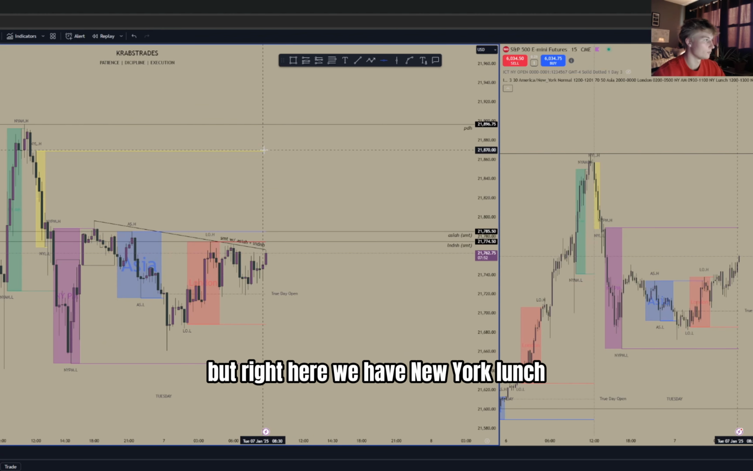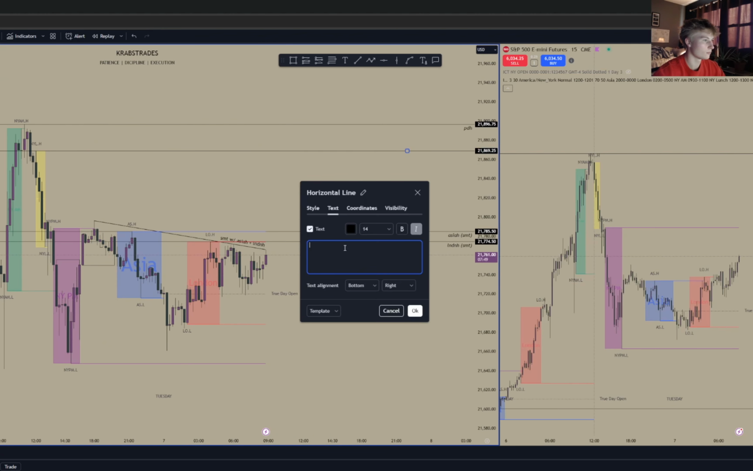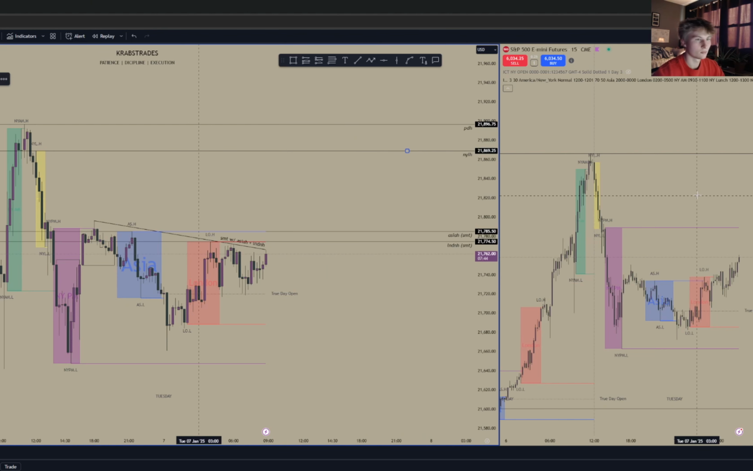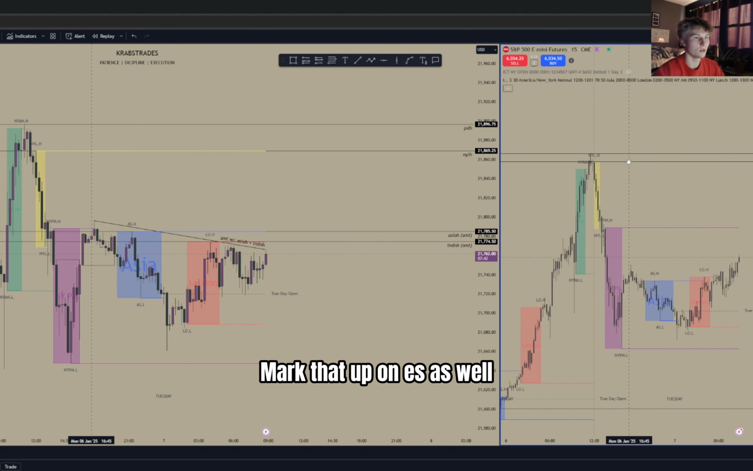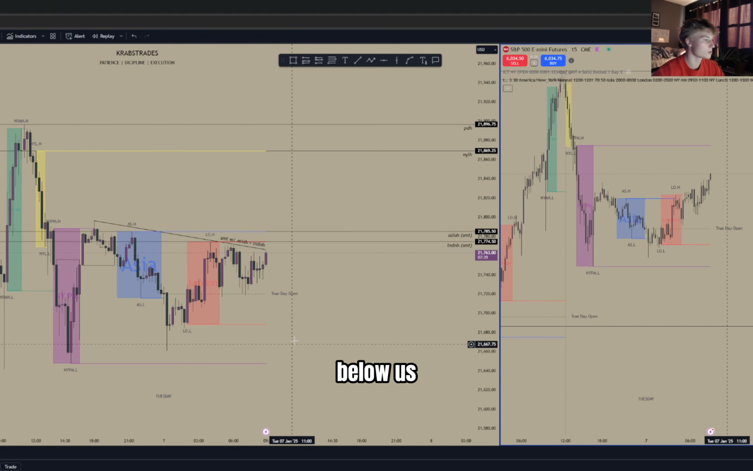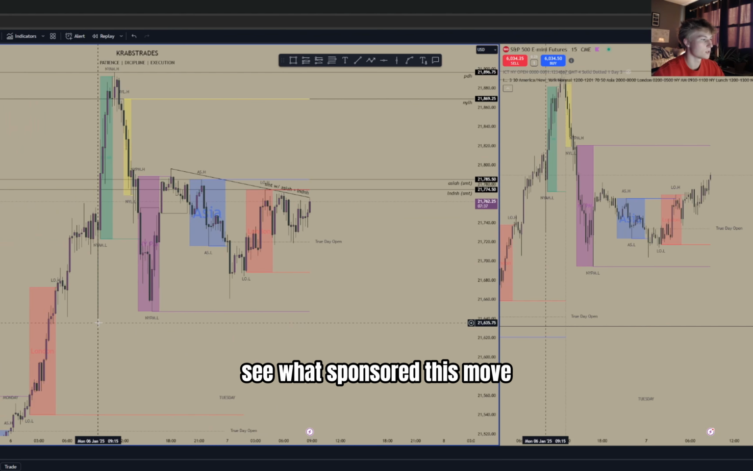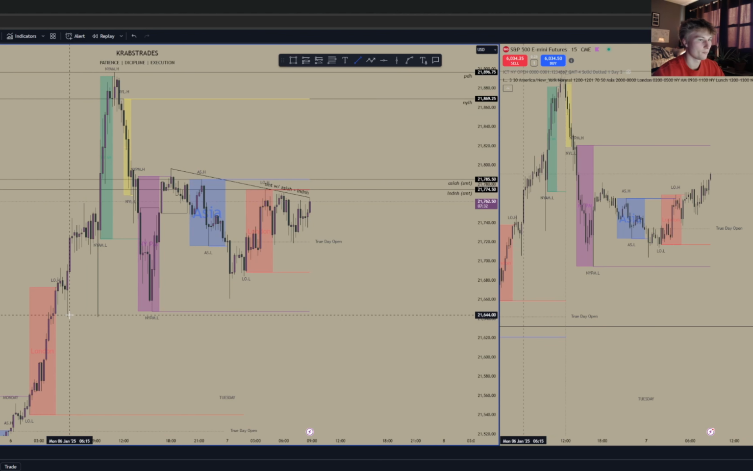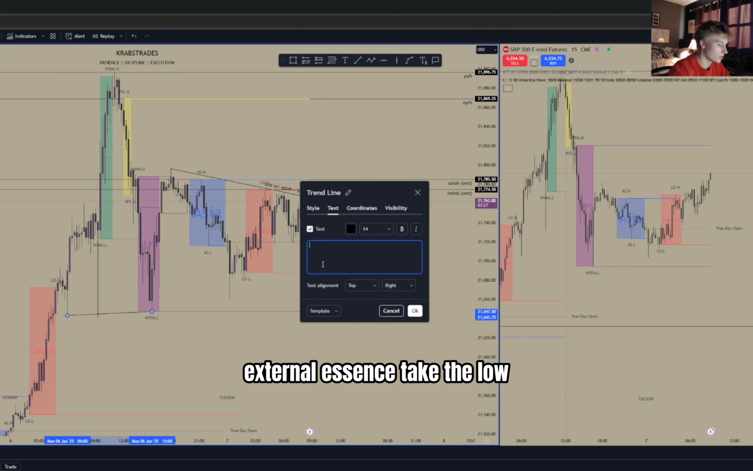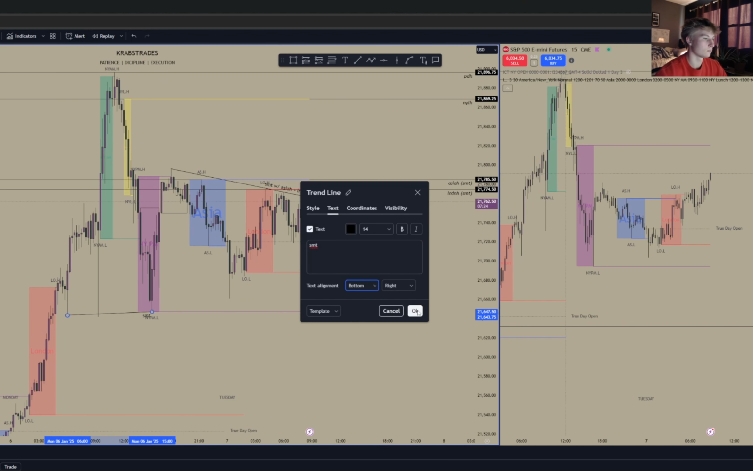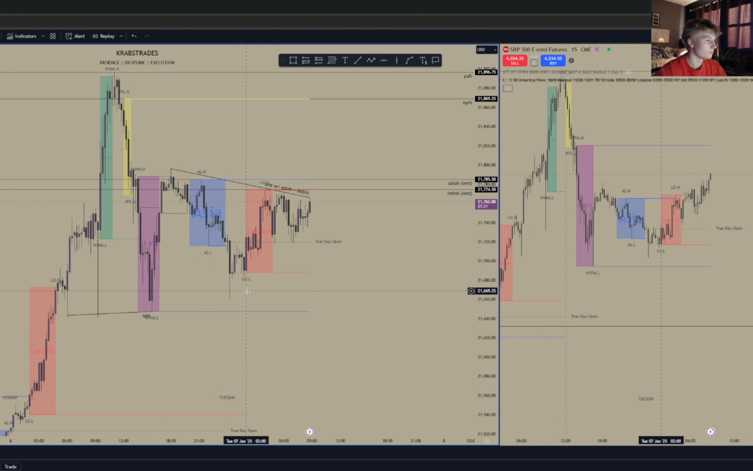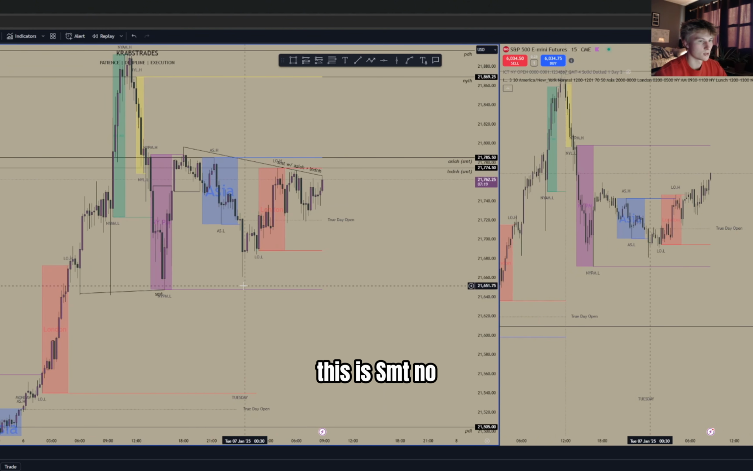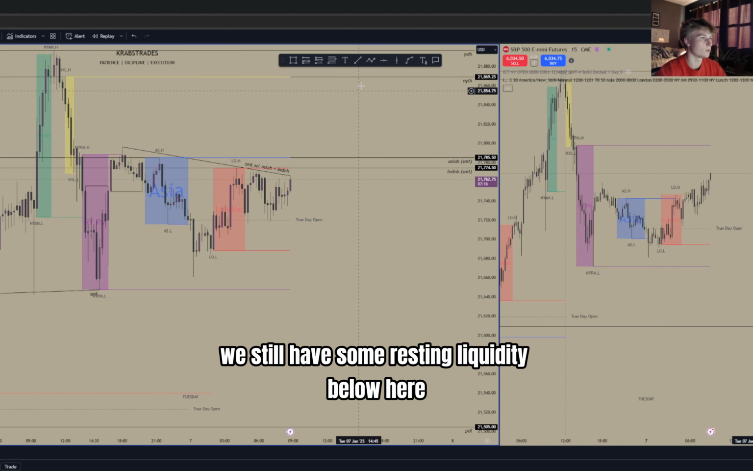But yeah, right here we have New York lunch. Mark that up on ES as well. Below us, see what sponsored this move. We have this SMT here, as well as this one. External SMT at the low. This is the SMT, no. We still have some resting liquidity below here.